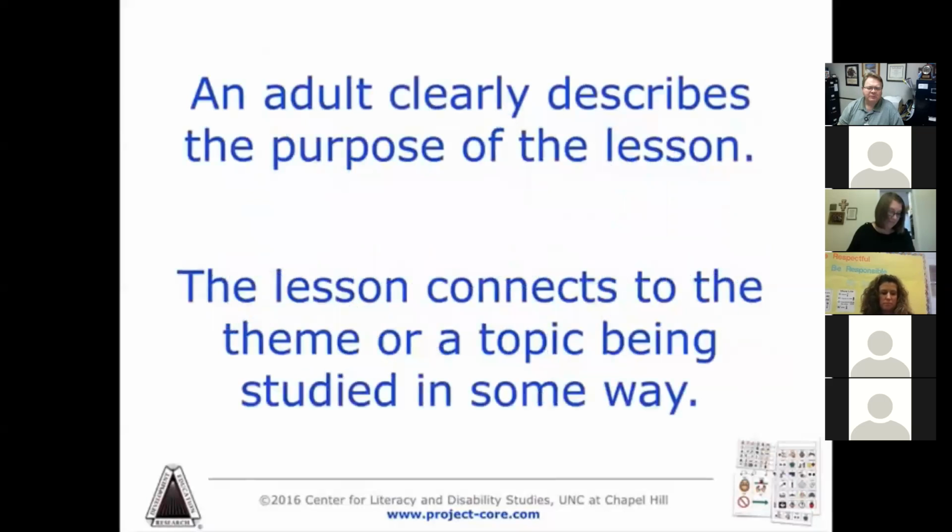It is always important for adults to describe the purpose of lessons, but doing this well in the context of teaching the alphabet and phonological awareness requires that the lesson links to something with more meaning than the letters themselves. In other words, adults can't merely say, "We're going to work on A," because students don't know what A is yet. Linking the lesson to the theme or topic being studied allows the adults to explain, "A is for animals. Let's see what else has an A."